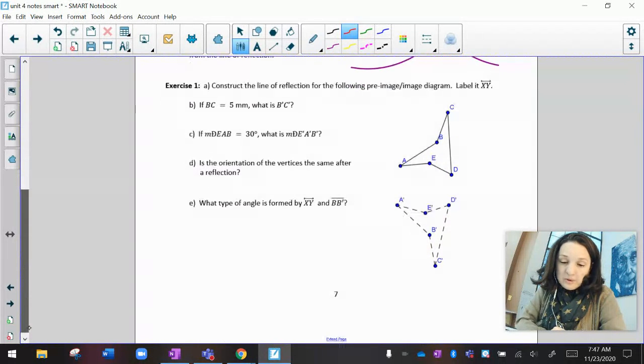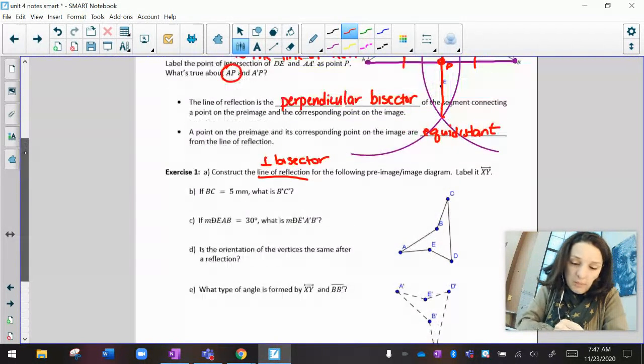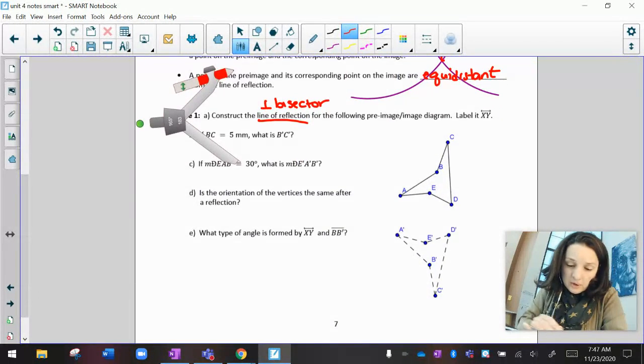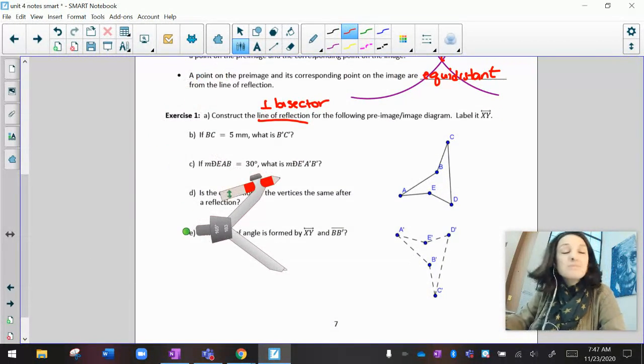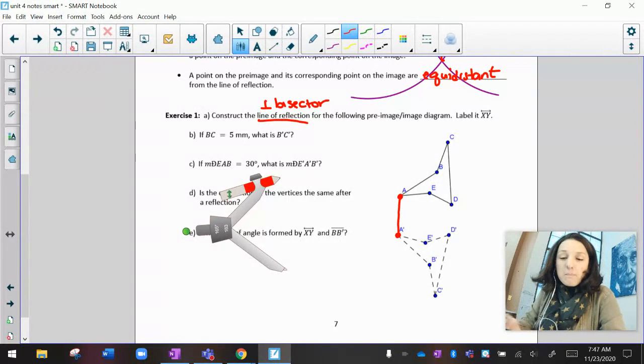Okay, so down here it says construct the line of reflection. Okay, so if we're constructing the line of reflection, we need to construct the perpendicular bisector. So I'm going to grab my compass from way up here, and I'm going to make the perpendicular bisector. Well, perpendicular bisector of what? Any pair you want, as long as they are corresponding points. So I'm going to do the perpendicular bisector of A and A prime. Now you don't need to connect them, but that segment is what I'm going to bisect.